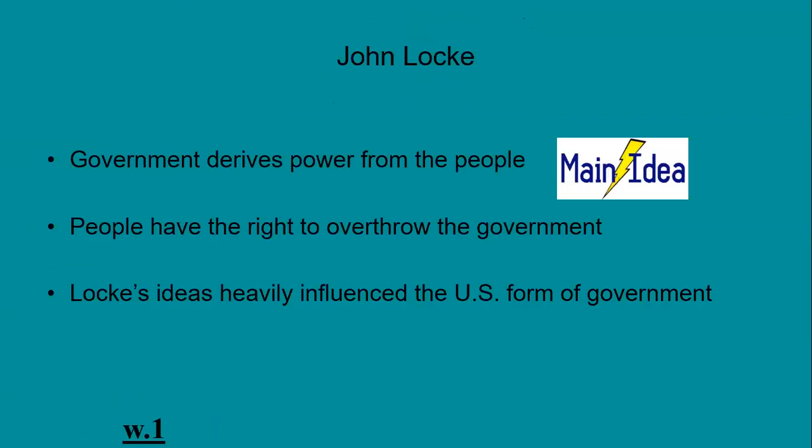John Locke believed in three main things that we have adopted, or two main things. That government derives its power from the people, meaning power comes from the people. And secondly, we are in charge and we have the right to overthrow our government if our government is not doing its job for us. Locke's ideas heavily influenced the U.S. form of government. We copied quite a bit of it for the present United States Constitution.